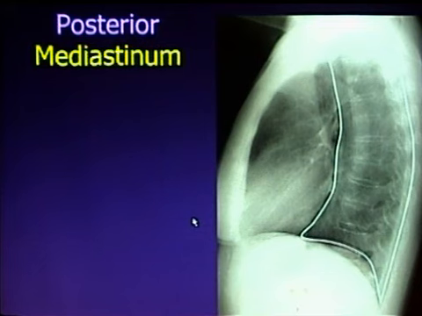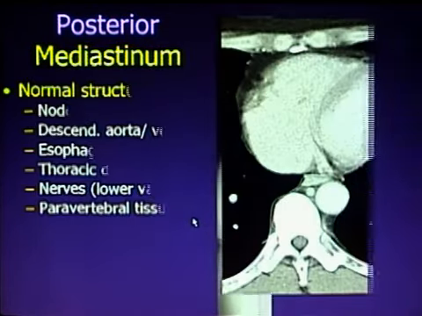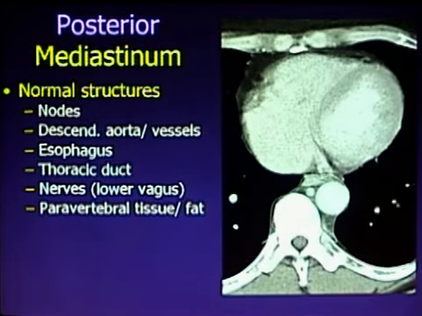The posterior mediastinum would include the whole paravertebral region, including the descending aorta and its branch vessels, the esophagus, lymph nodes, the thoracic duct, nerves, including the lower aspect of the vagus nerve and the paravertebral areas bilaterally. And we tend to forget that this is part of the posterior mediastinum.